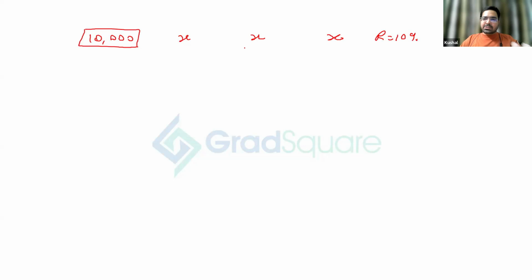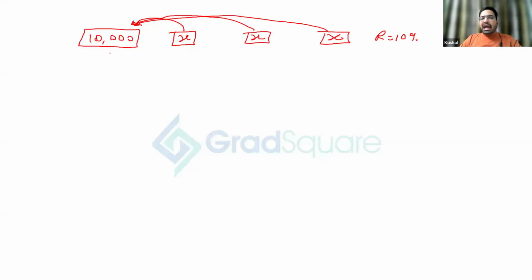What do I mean by this? Let's pay attention to this. Now, one thing that I can do is I can bring this value of X back to this time frame and say that whatever is the value of this X at this particular time must be equal to 10,000. Or what can I do?